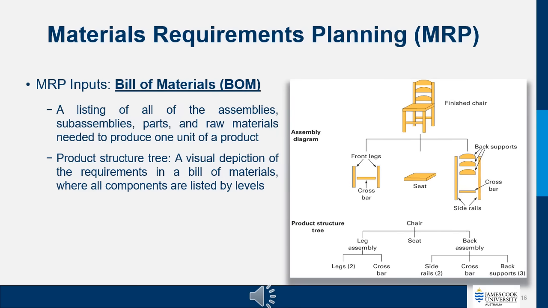Another input of MRP is the bill of materials, a listing of all of the assemblies, sub-assemblies, parts, and raw materials needed to produce one unit of product. So we need to draw what we call a product structure tree. You can see on this picture, on the top we have the finished chair, and then we say, okay, we need front legs, a crossbar, how many seats we need, how many back supports we need, how many crossbars or side rails we need. So basically, this is the structure tree that we need to look into.